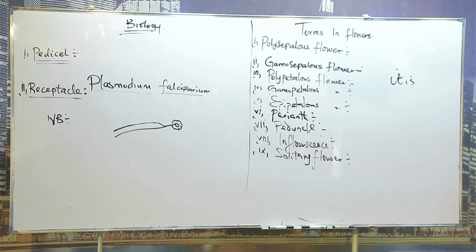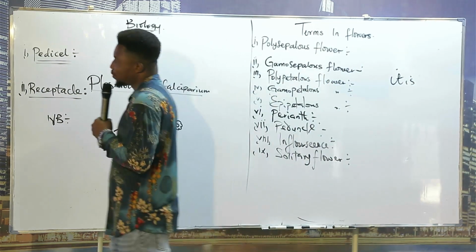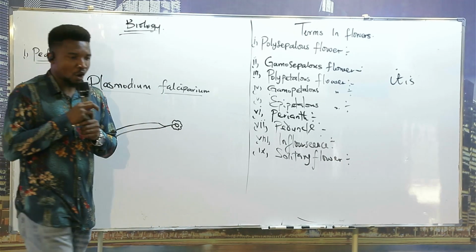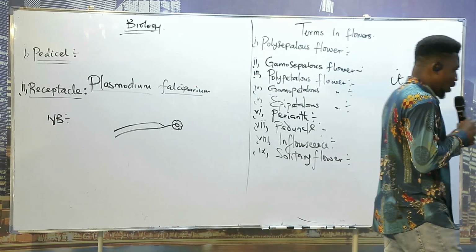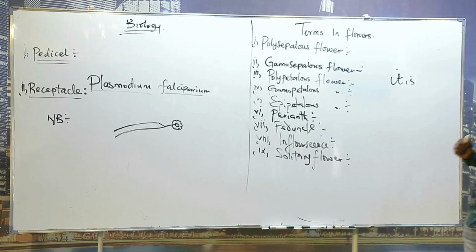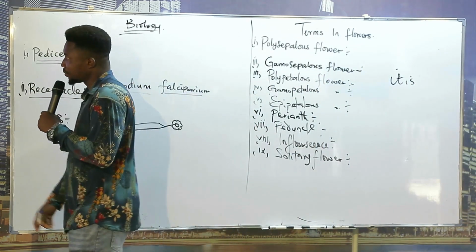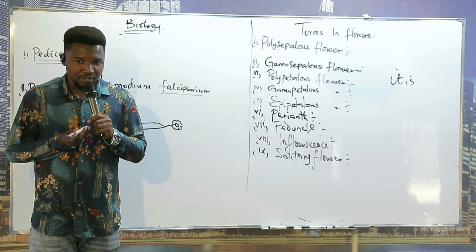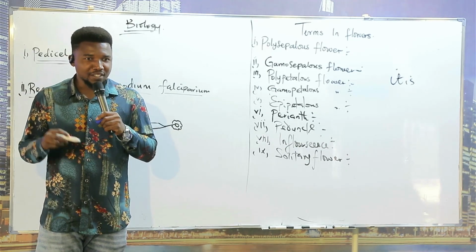It is a type of flower. It is a single flower, sorry. It is a single flower that grows at the tip of a tree branch. That is solitary flower. Now we enter complete flower.